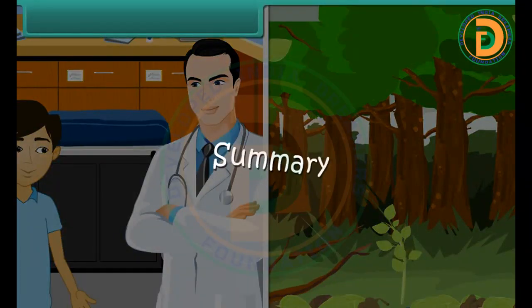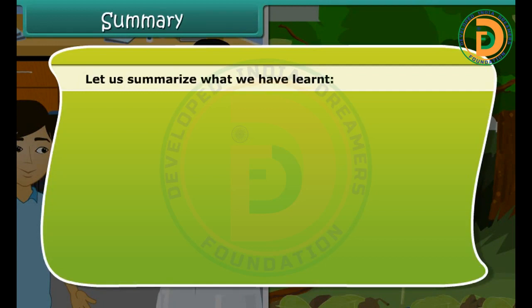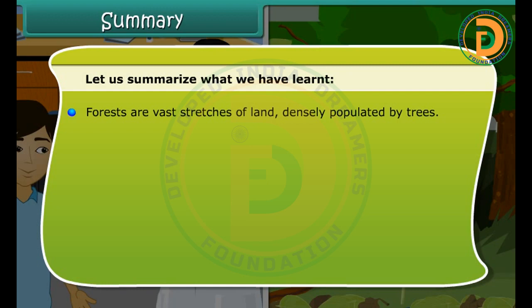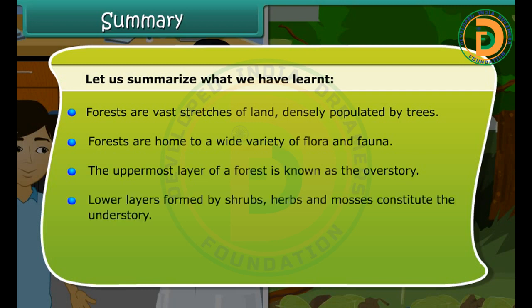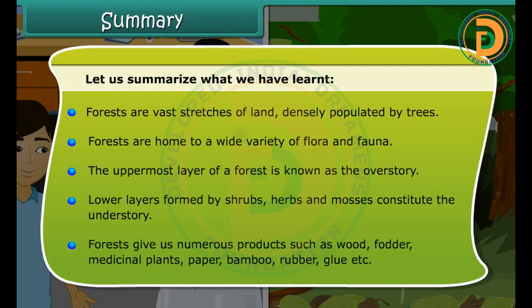Summary. Let us summarize what we have learned. Forests are vast stretches of land densely populated by trees. Forests are home to a wide variety of flora and fauna. The uppermost layer of a forest is known as the overstory. Lower layers formed by shrubs, herbs, and mosses constitute the understory. Forests give us numerous products such as wood, fodder, medicinal plants, paper, bamboo, rubber, glue, etc.